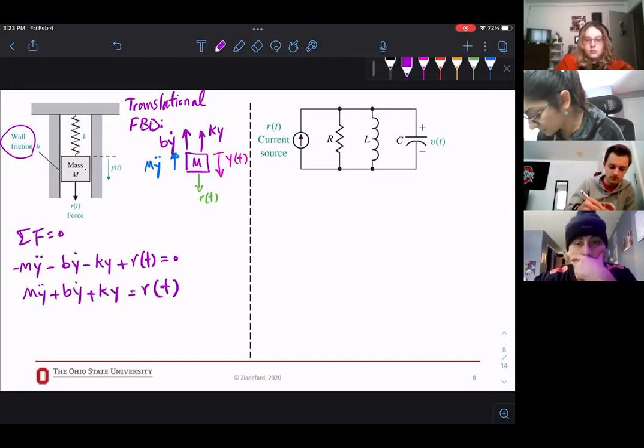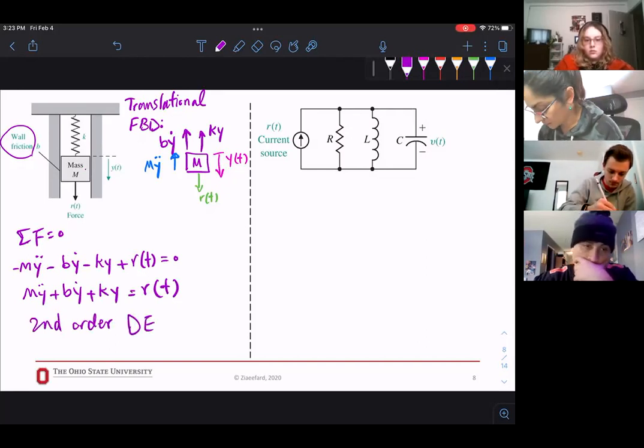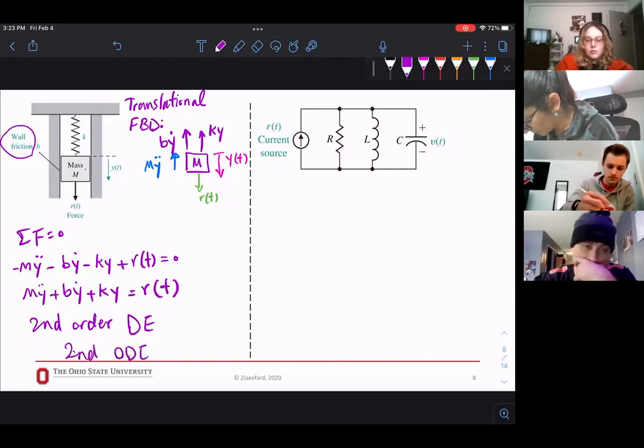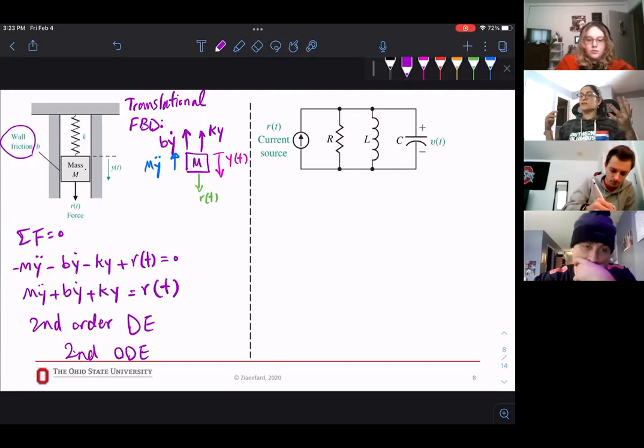So this is a second order differential equation, right? Or ODE, second order differential equation. So this is when we talk about types of governing equations. So this is a second order ODE.